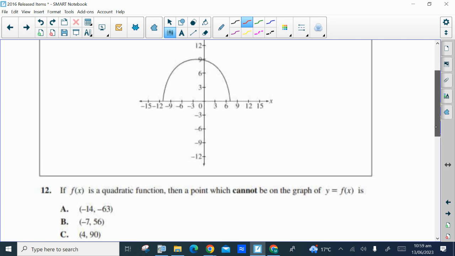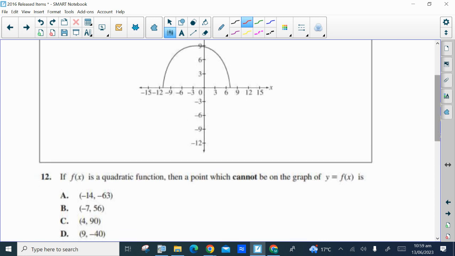The first one says the point negative 14, negative 63. So that could work. And here's how we know. This graph has a domain that looks to be somewhere around negative 10 and goes up to somewhere around positive 7. So that would mean that on the original graph of f of x, all the y values for x values between negative 10 and positive 7 have to be positive. They can't be negative. That's what that tells us.